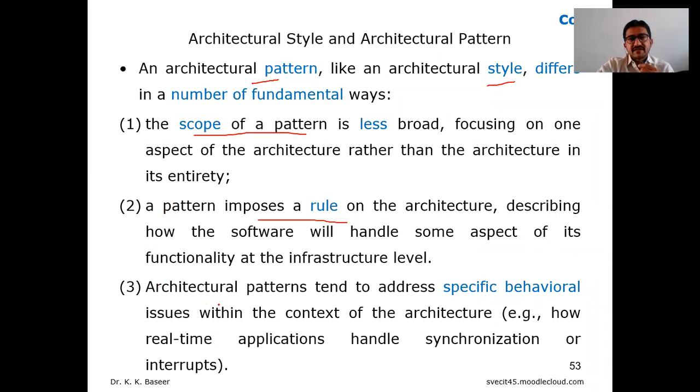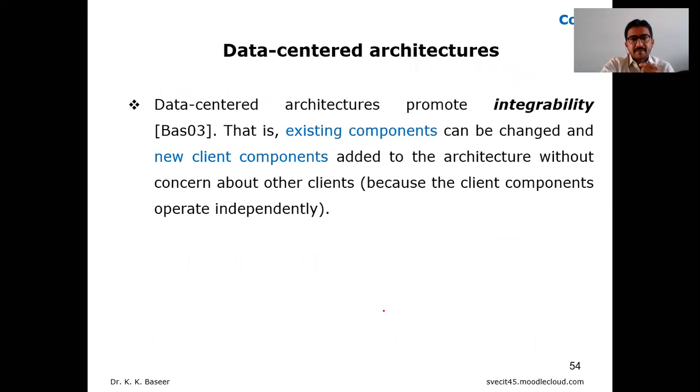The third difference is that architectural patterns tend to address specific behavioral issues within the context of the architecture. For example, how real-time applications handle synchronization or interrupts. That is another difference between an architectural pattern and an architectural style.